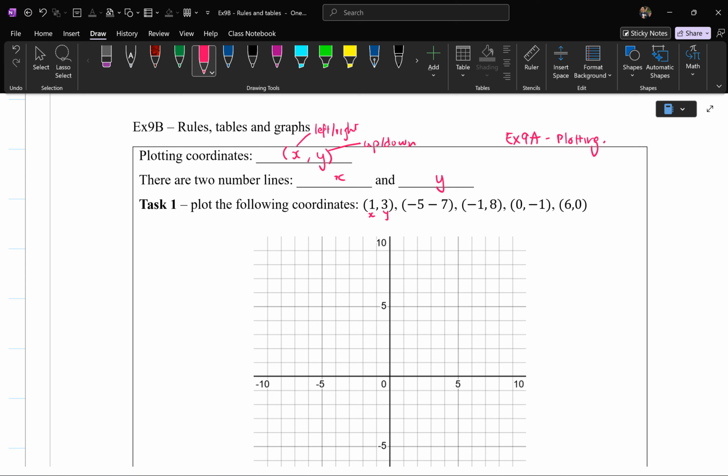So you should be able to read these and say that's to the right by 1, up by 3, left by 5, down by 7, left by 1, up by 8. Okay? I want you to plot these 5 coordinates. I'm going to give you 1 minute, so 60 seconds, and then we're going to check our answers. If you get it right, you don't do 9A, but if you don't get all 5 of them right, you do 9A. Okay, I'm going to pause the video.